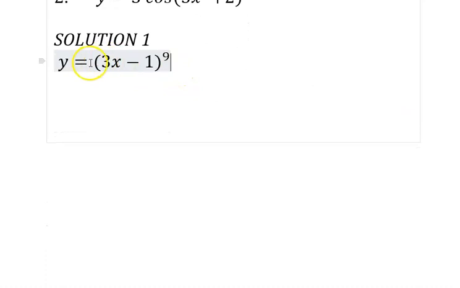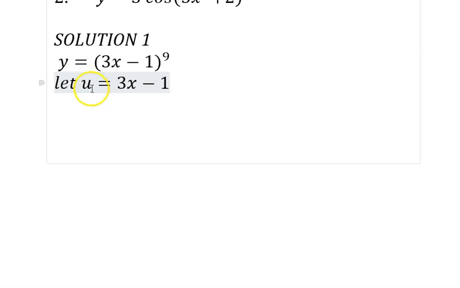Now let's deal with this. Let u equal what we have here, 3x minus 1. By implication, it means we are representing this 3x minus 1 to be u.